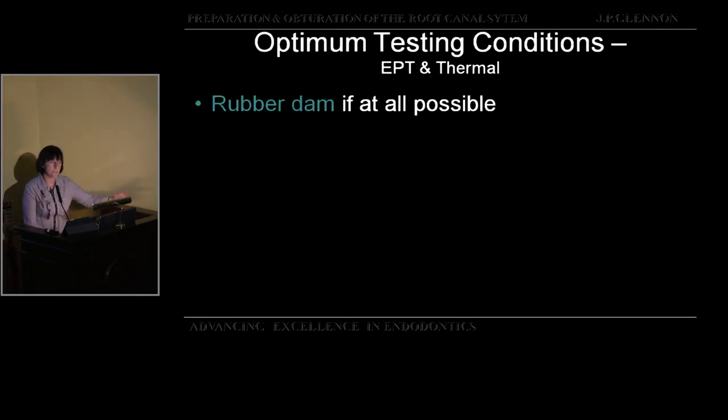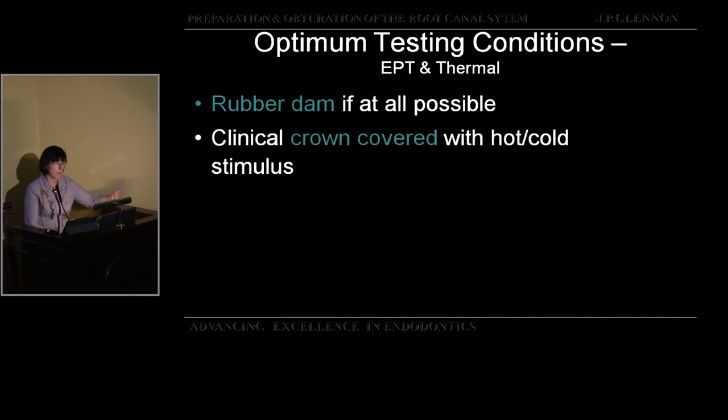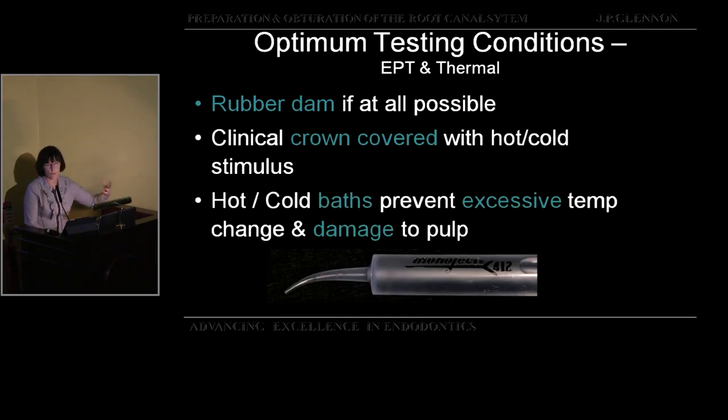When you're testing, take the time to put a single hole in a rubber dam and put it through the contacts. Cover the entire clinical crown with the stimulus, and using simple things like cold water in a syringe or hot water in a syringe avoids excessive rise in temperature. We actually let the hot water tap run, and in good old-fashioned tradition, we let it get as hot as it can, and then I test it like you do a baby's bottle. If it burns me, it's too hot.